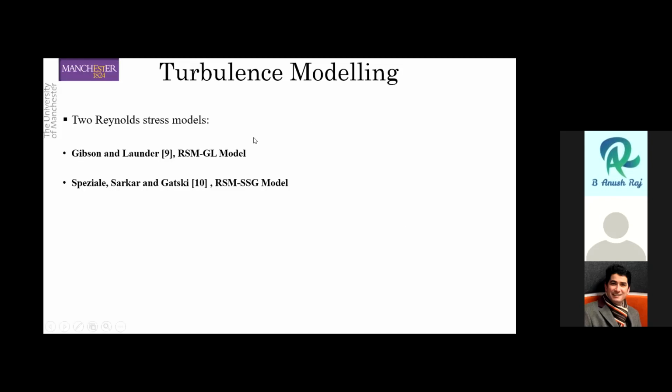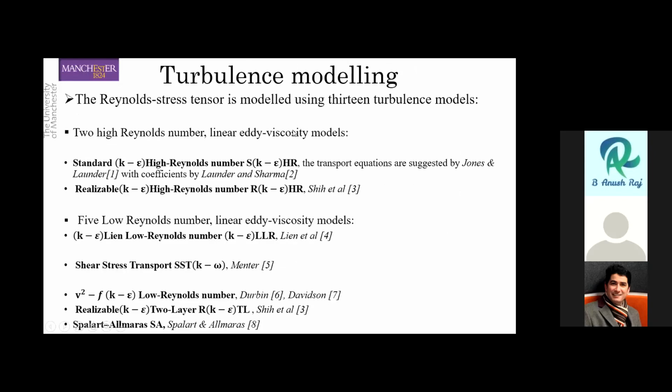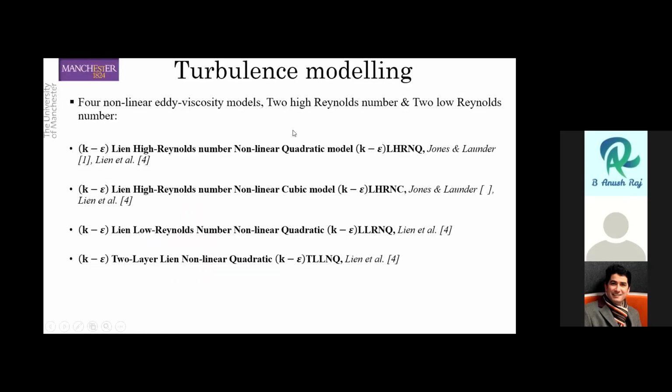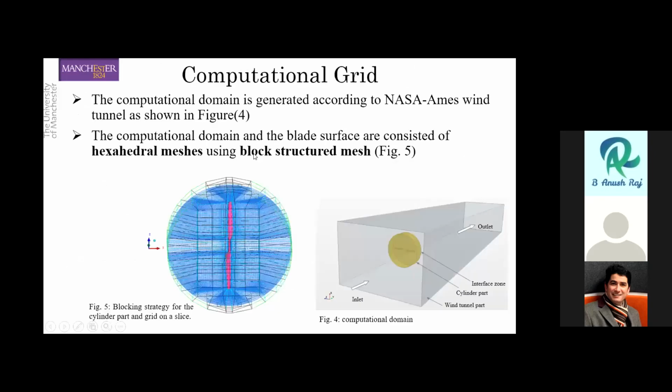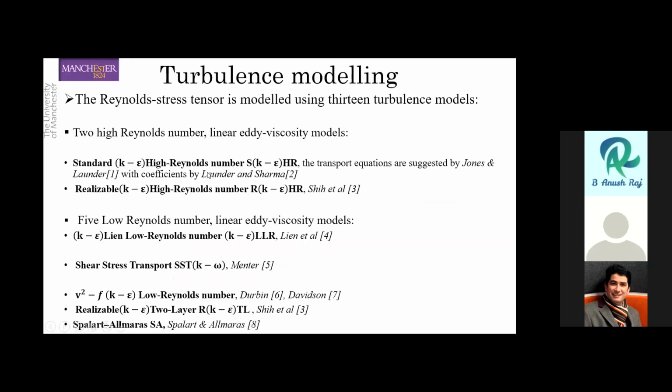If you go back to the models, to the 5 low Reynolds number linear eddy viscosity models, these models have similarity to that of Launder and Sharma, but with additional damping functions. These functions let it be applied in viscous affected regions near the wall.